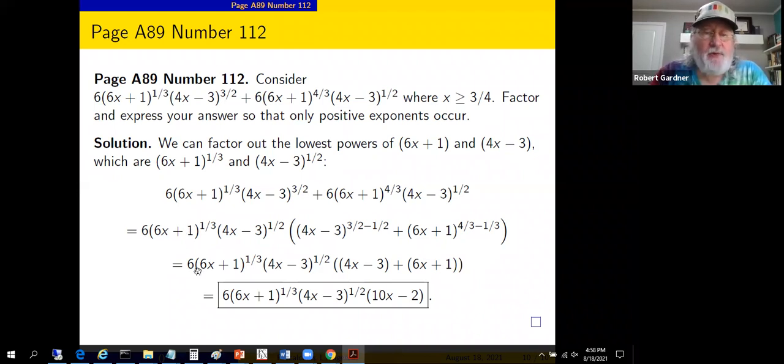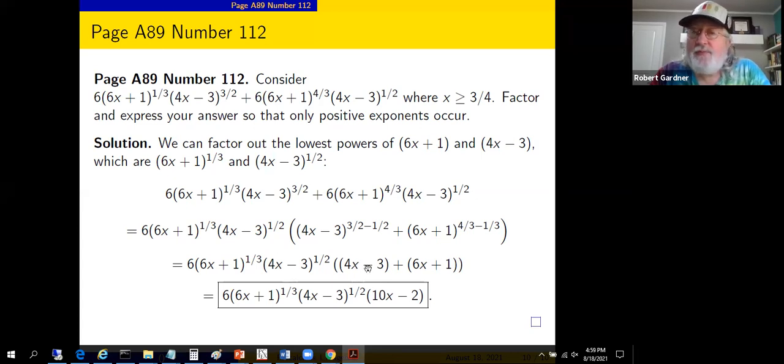So next step, here's the 6. Rewrite that term. 4x minus 3 to the 3/2 minus 1/2 is 1. We'll write the exponent this time. 6x plus 1 to the 4/3 minus 1/3. It's just to the first power. We'll write that out. We got it factored.